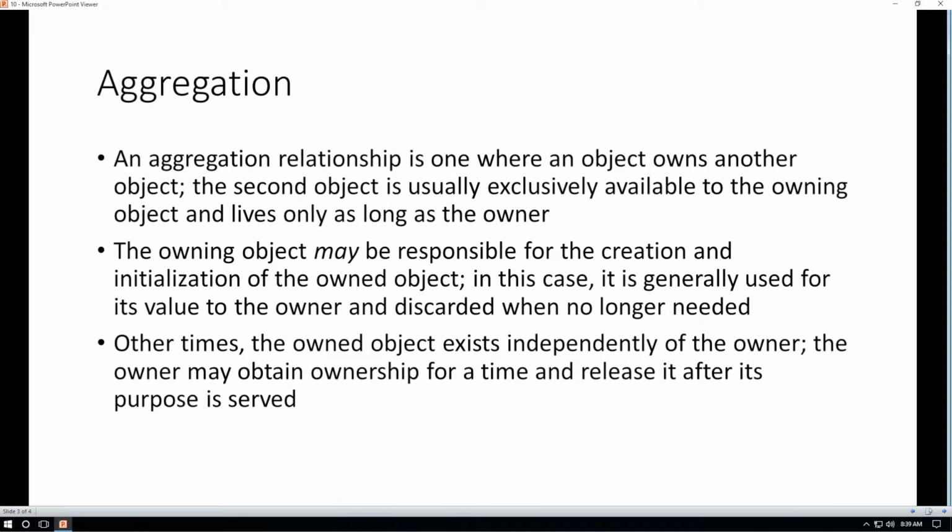There are times when owned objects exist independently of the owner, but the owner will use them typically exclusively for a period of time. No one else during that period of time can use them. A quick example of that would be a printer in an office. While many people can use it, the printer should be printing at a given time only one person's information.